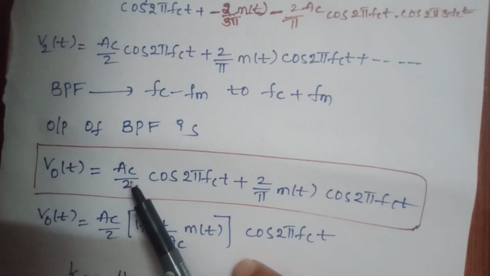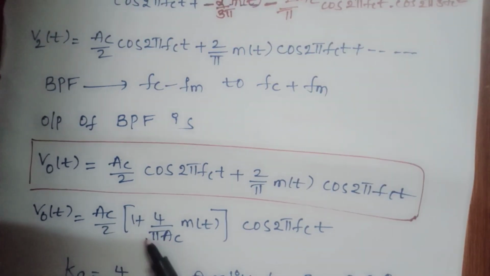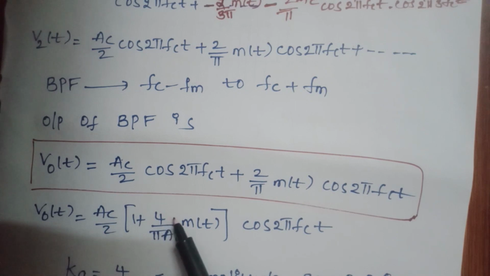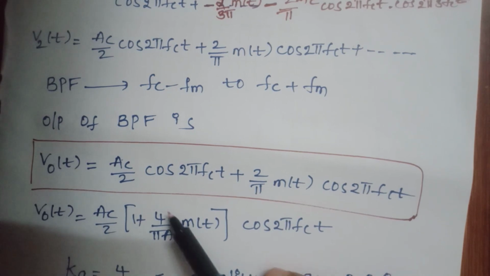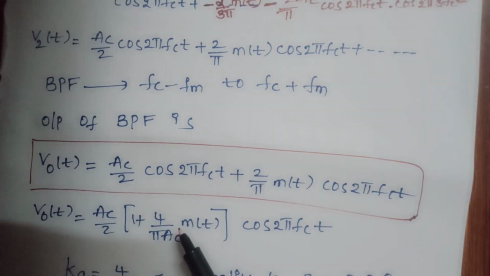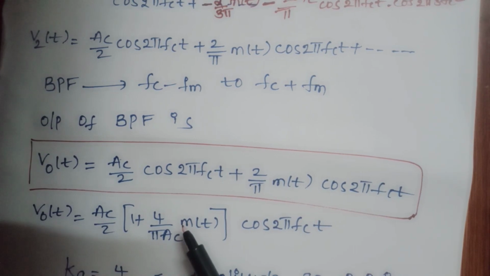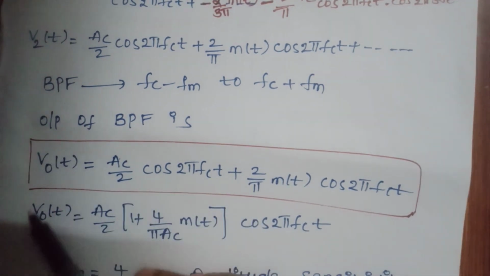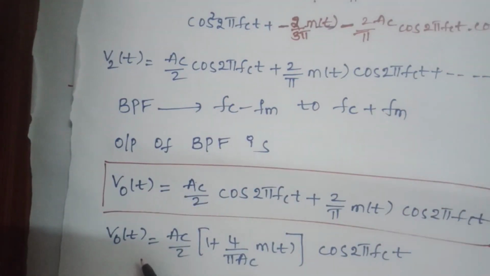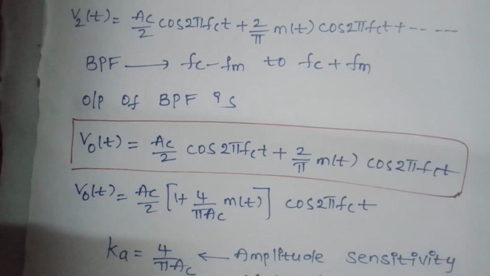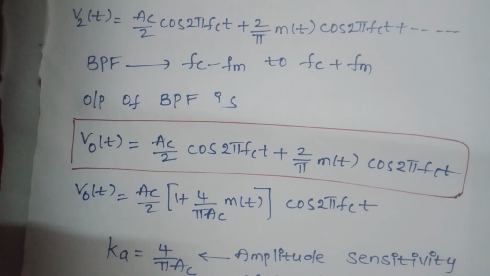Here you just take Ac by 2 as common, then it is Ac by 2 into 1 plus 4 by pi Ac m of t cos 2 pi fct, where this term is Ka, the amplitude sensitivity of the switching modulator. So this is in the standard AM equation. V naught of t is proportional to m of t. In this way we can generate the amplitude modulated wave using the switching modulator.